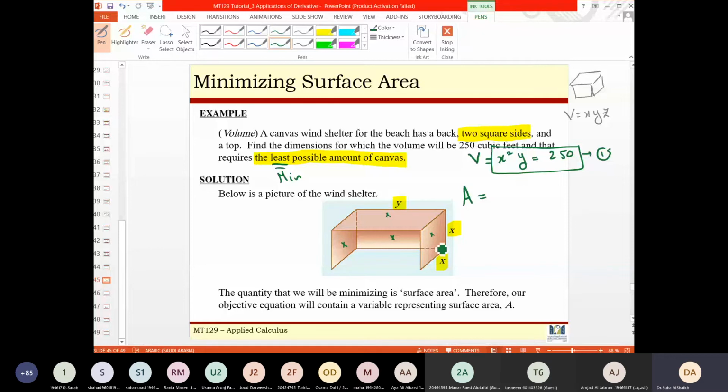The first side, this one, is equal to x times x, which is x square. This side is equal again to x square. The back is equal to x times y and the top is equal to x times y. So the amount of the canvas is equal to 2x squared plus 2xy, and this is equation number 2 that I actually want to minimize. I want the minimum amount of canvas.